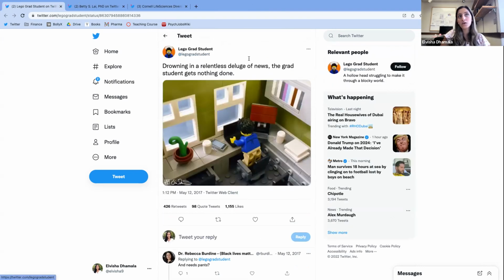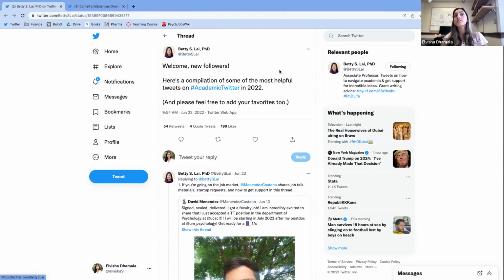I just have a couple more. This one here is a Lego grad student who posts a bunch of stuff that's basically Lego-based art about experiences in science. They have a bunch of different ones. Again, this one's more related to the process of science rather than science content, but it's still very much science communication.